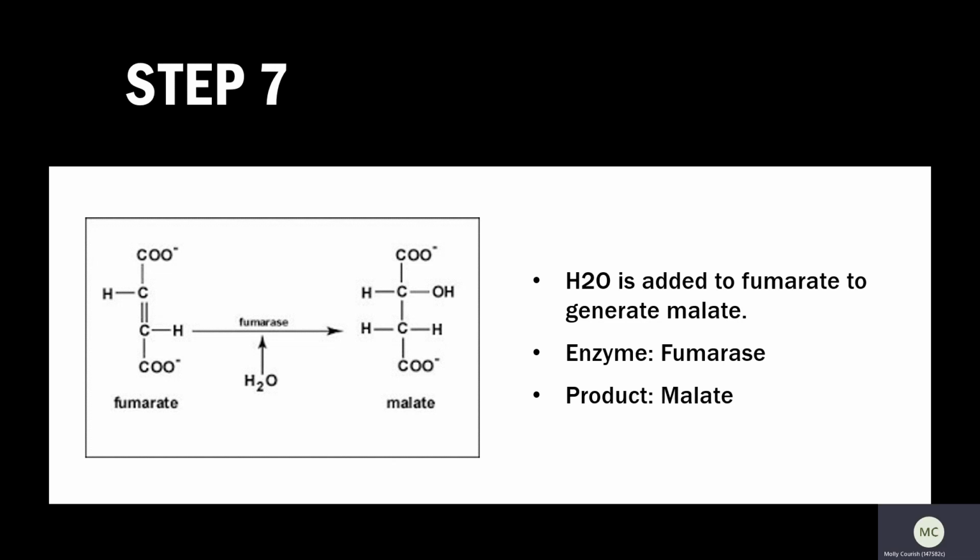Step 7 of the citric acid cycle involves the addition of water to the previously formed fumarate. Fumarate was the product seen in step 6 and will be the reactant for step 7. Through the addition of H2O, as well as the catalyzing enzyme fumarase, step 7 will yield a product of malate.